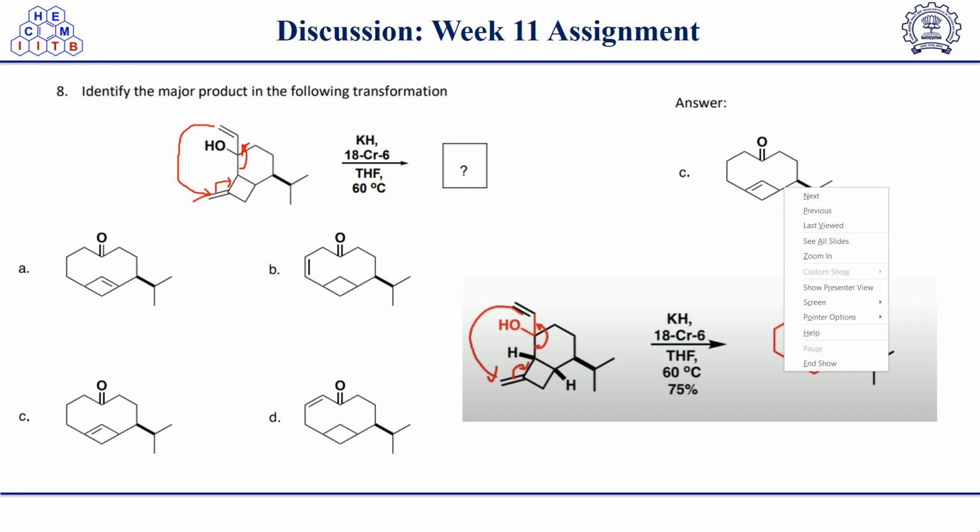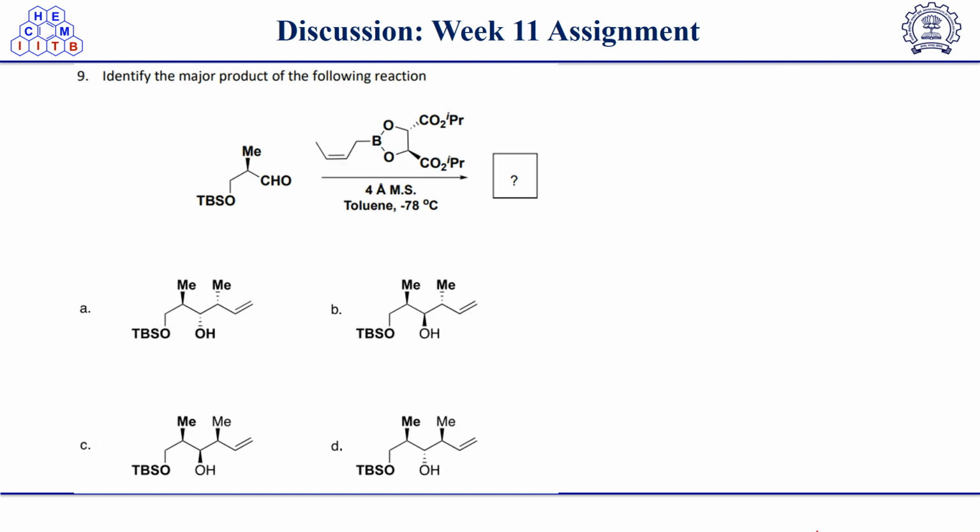Moving on to the next question. Identify the major product of the following reaction. This particular aldehyde, upon treatment with this boron complex, which will be the major product out of these four options?